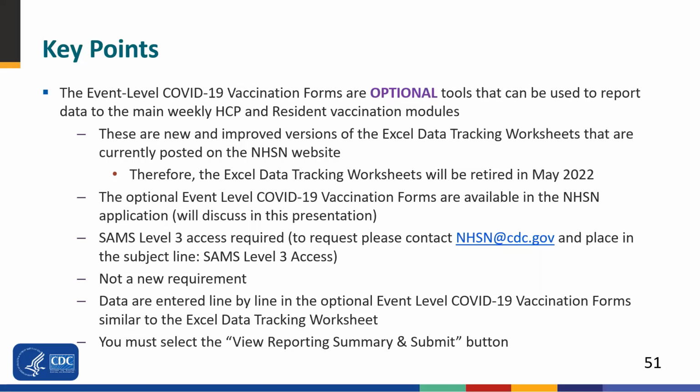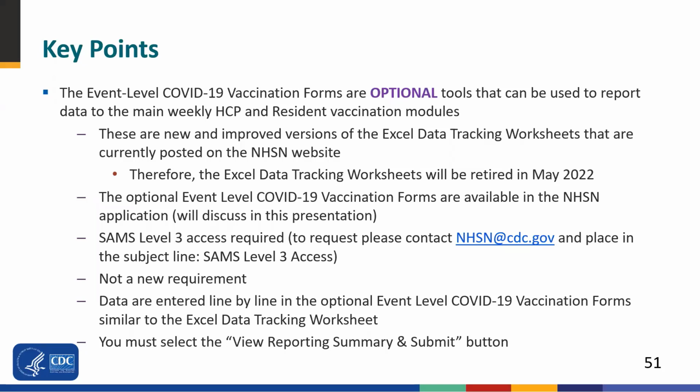These are new and improved versions of the Excel data tracking worksheets that are currently posted to the NHSN website. The Excel data tracking worksheets will be retired in May 2022. The optional event-level COVID-19 vaccination forms are available in the NHSN application for Level 3 users. Level 3 access is required to use the optional event-level COVID-19 vaccination forms. To request Level 3 access, please contact NHSN at cdc.gov and place in the subject line, SAMS Level 3 Access. This is not a new requirement. The optional event-level vaccination forms are meant to simplify reporting.